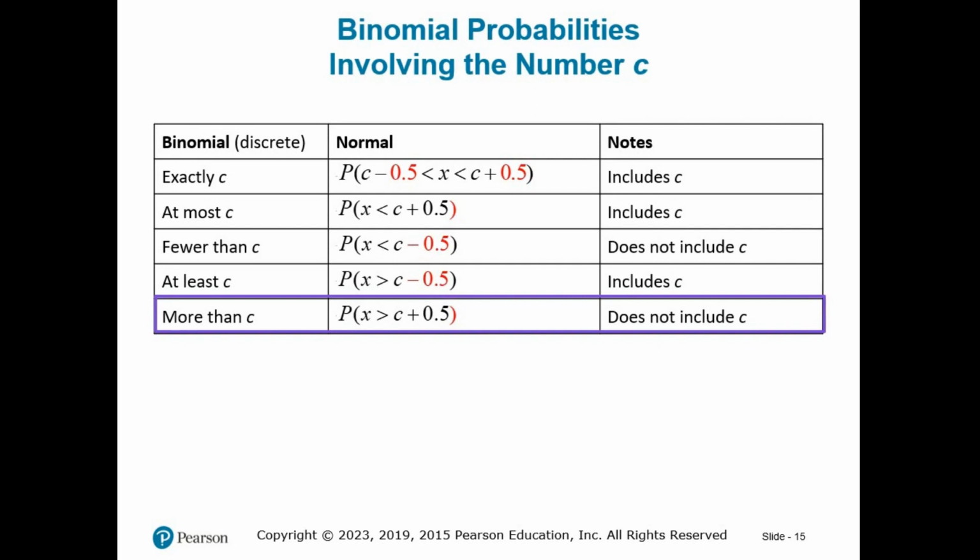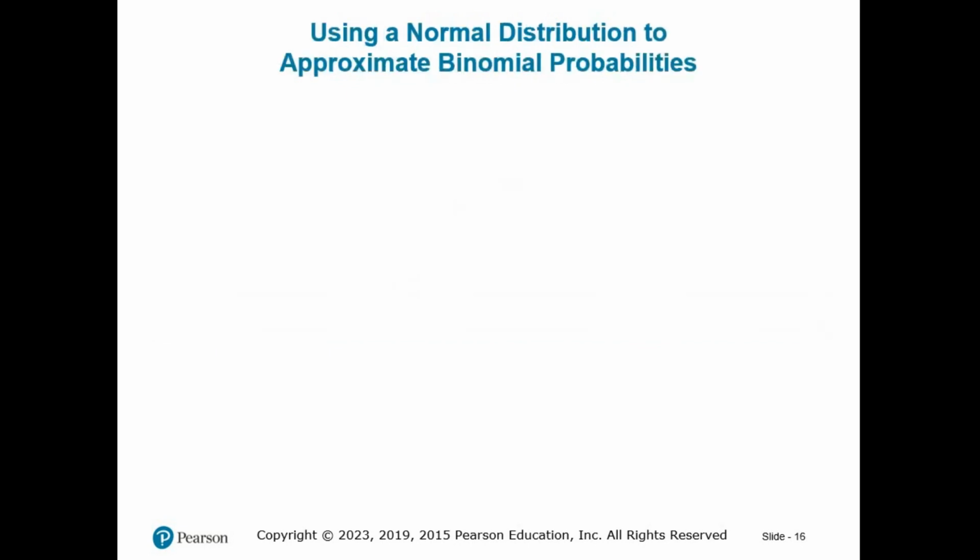Okay, so now that we know how to read it and how to use continuity correction, let's go through the steps of using normal distribution to approximate a binomial distribution, both in words and in symbols.